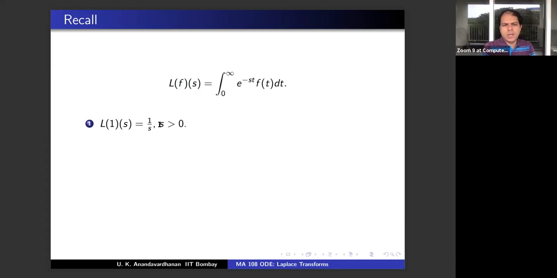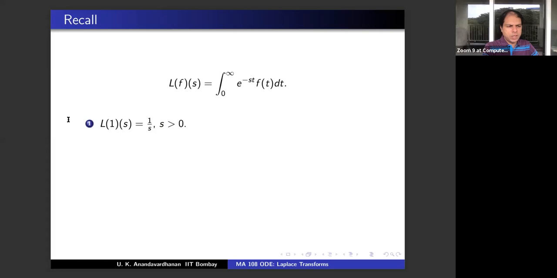Last time I wrote real part of s is positive. Now I'm only writing s is positive. Wherever I write any condition about s, if you want to think about s as a complex variable, you just put real part. It will go through, most of it will go through. Okay. So the constant function had Laplace transform 1 by s.